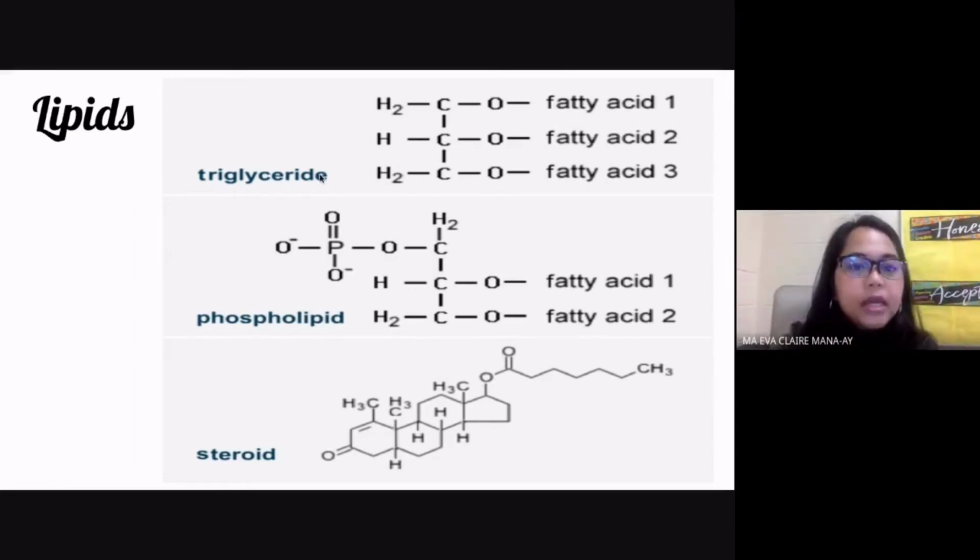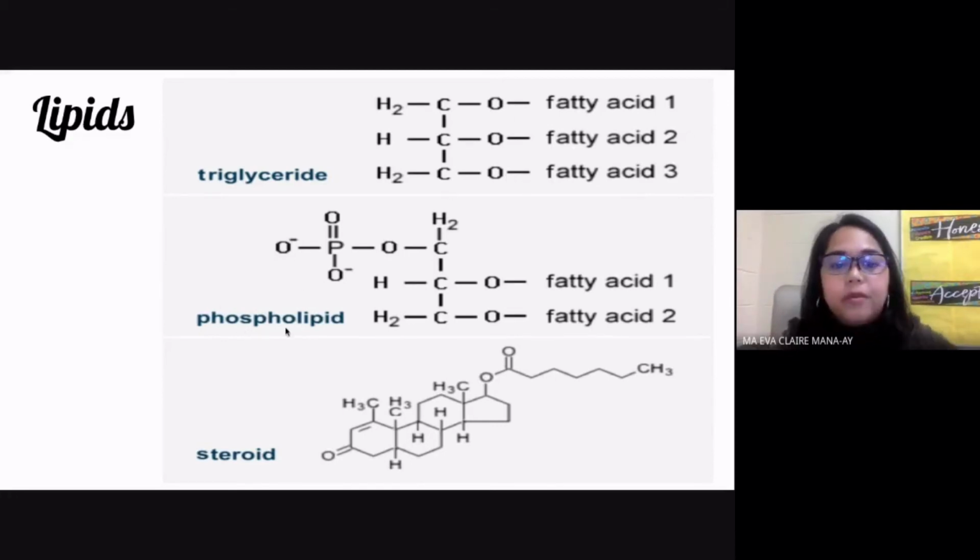Again, this is your triglyceride. This is your glycerol component here, C3O3 and H5. So this is your glycerol molecule. And again, in your lipids, you should only have one glycerol molecule and two fatty acids. But in the case of your triglyceride, instead of just having two fatty acids, it has three fatty acids.